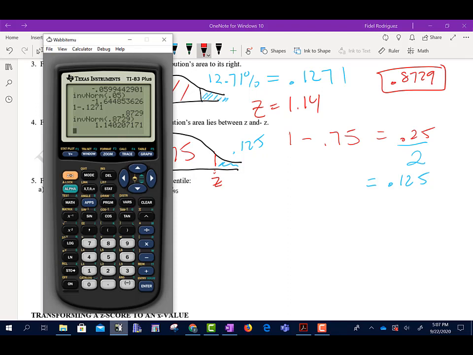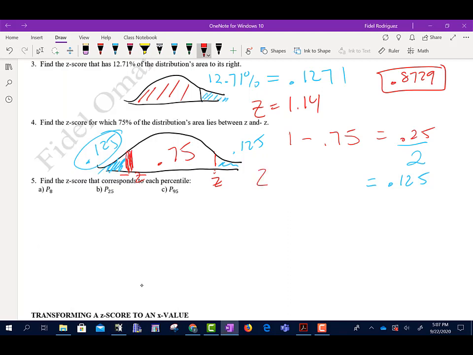So I could do my calculator. I can say, let's go second vars. Let's go to inverse norm. Enter 0.125. Okay, close it off. And I'm coming up with a negative 1.15. So the first value is a negative 1.15, right?